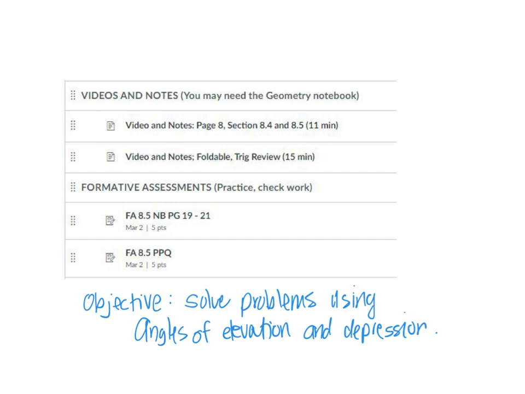Next thing, then, we have our formative assessments. We have two this week. Both are found within your notebook. So the first one, formative assessment 8.5, notebook pages 19 through 21, dealing specifically with the angles of elevation and depression.